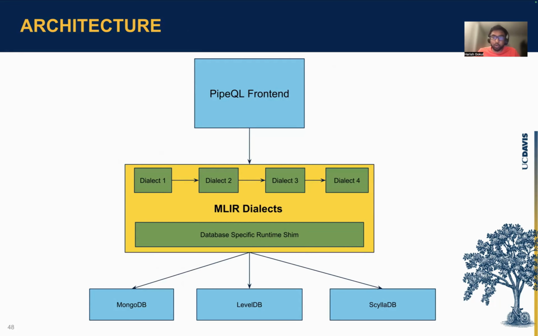The architecture for PipeQL is that you have a standardized language, which is PipeQL, and then you would have an MLIR engine. MLIR here would be a tool which converts a query language into an intermediate representation, very much like how languages like C and Rust get compiled down using the LLVM compilers. And then these MLIR dialects can be targeted to different databases like MongoDB, LevelDB, ScyllaDB, etc. So that's the core idea.